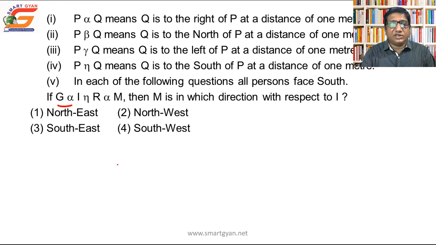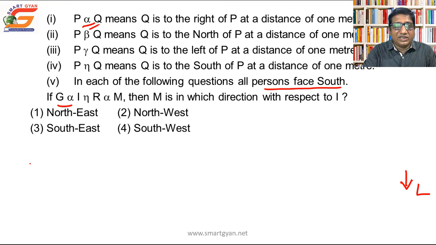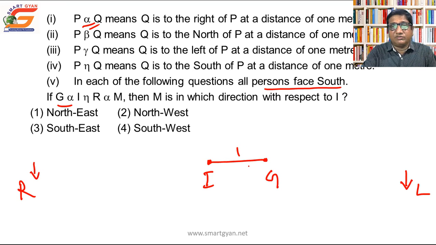So here is the information given, G alpha I. Where is alpha? Alpha is here, that is, I is to the right of G. Here also the same logic, all persons face south. So all persons face south means they are facing this way, this is their left side. The eastern side is their left and the west side is their right. I is to the right of G means suppose this is I, then here will be G, and the distance is 1 meter.